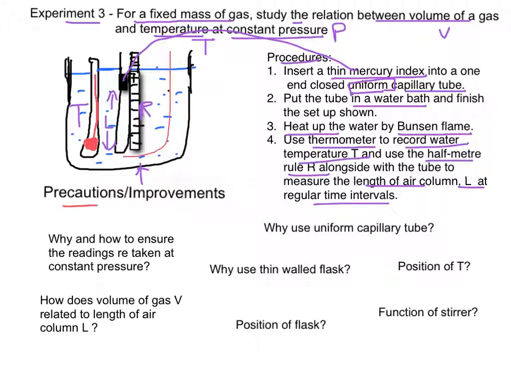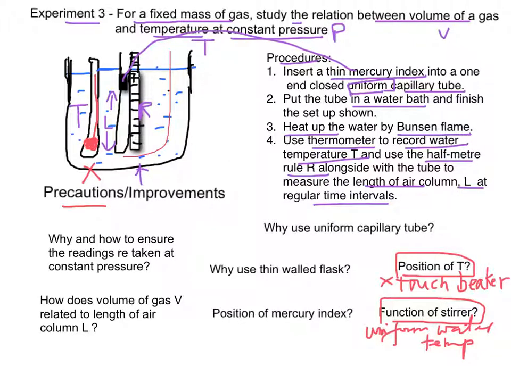For the precautions of the experiment, first, the position of the thermometer. It should not touch the bottom of the beaker. Second, the use of the stirrer. The stirrer is used to stir the water regularly so that the water temperature is uniform.